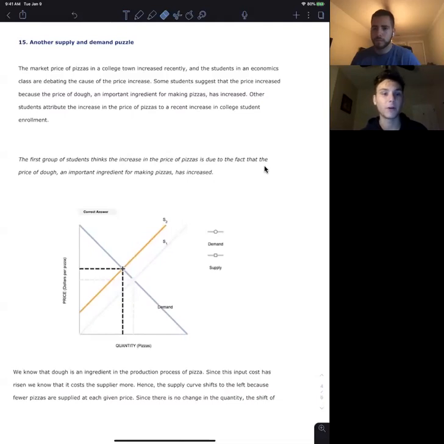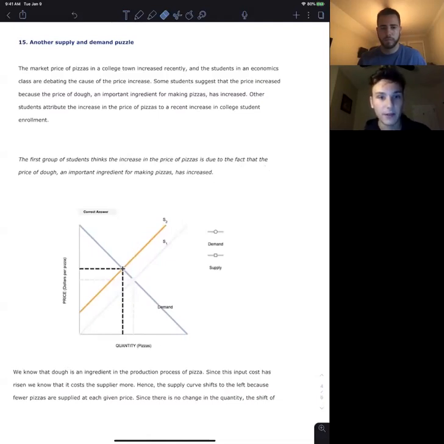So some of the students in this class are arguing that it was the increased price of dough that caused the supply curve to shift to the left. And others are arguing that, oh no, it's just because there's an increase in college enrollment, an increase in enrollment at the university. So the demand curve has shifted to the right while the supply curve has stayed the same.